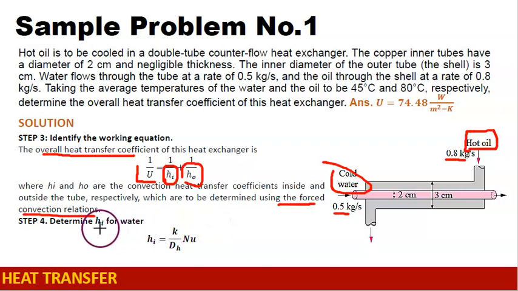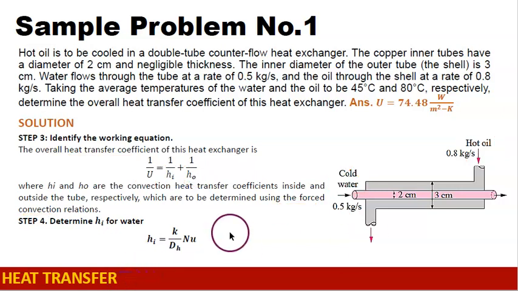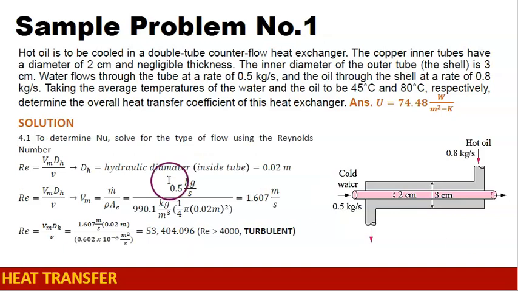So for H, from the Nusselt number relationship, our HI can be solved using K over the hydraulic diameter times the Nusselt number. Looking at this equation, we need to solve for the Nusselt number and the hydraulic diameter, because we already have K for water in the properties.